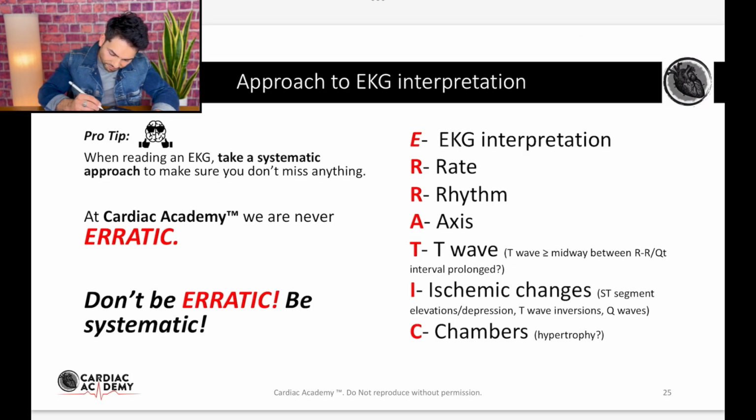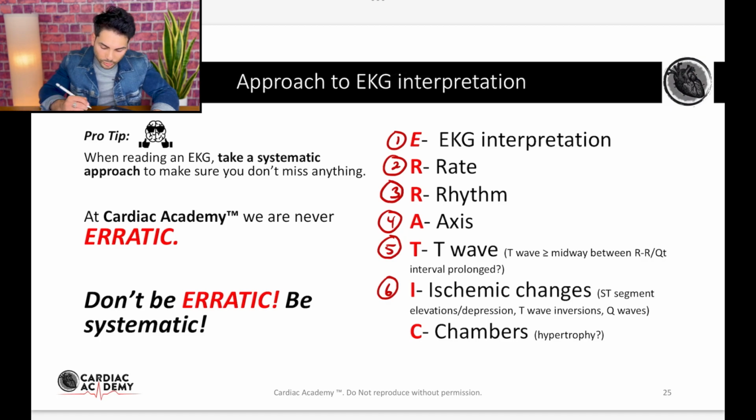Okay. So first, we have E. And the E stands for EKG, just to make the mnemonic work. After that, we look for the rate, which is the first R. After we assess the rate, we'll look for the rhythm. Okay? A is for axis. T is for QT interval. I is for ischemic changes. And finally, C is for chambers. So throughout our video series, we're gonna go into each one of them and we're gonna discuss each of them in detail, okay? Very good.